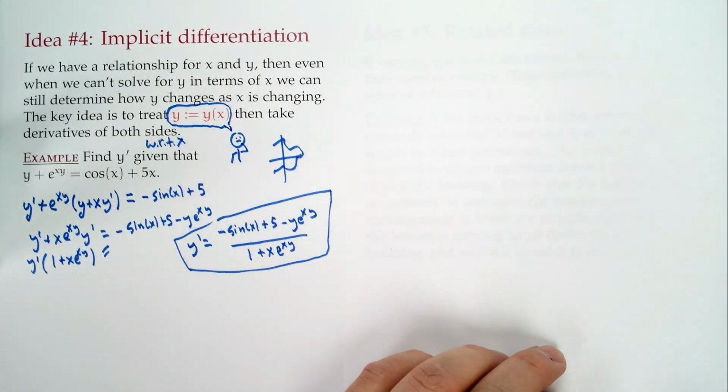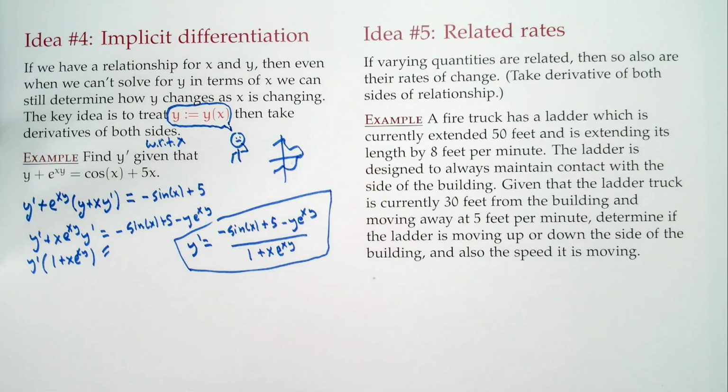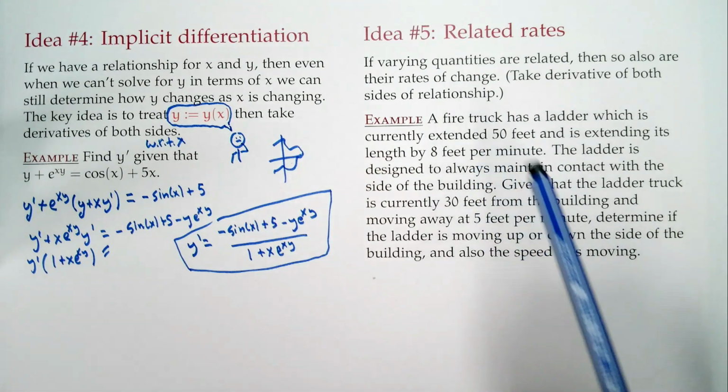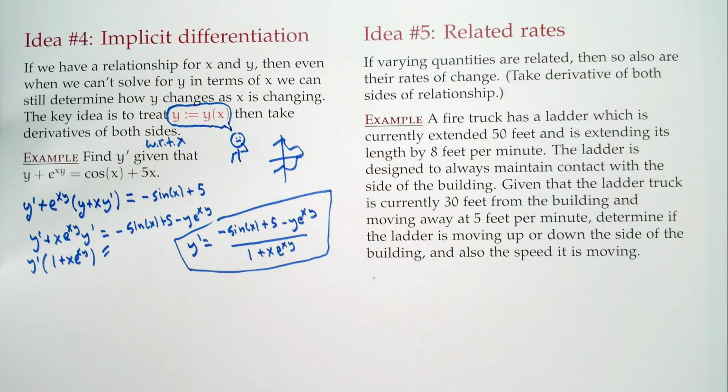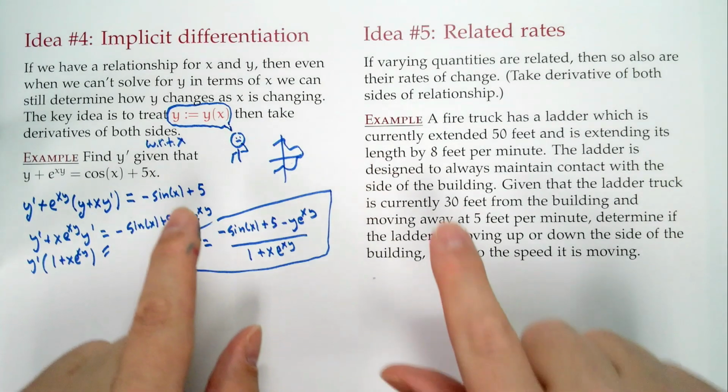Now, the next idea is related rates. A lot of people confuse the two ideas of implicit differentiation and related rates because there's a subtlety here. What's going on is you have these quantities which are related. So maybe we have x and y, or x and y and z, or any number, but there's some relationship. We say, well, if the quantities are related, then the rates of change are related. So we take the derivative of both sides. Now here's why people think that it's the same.